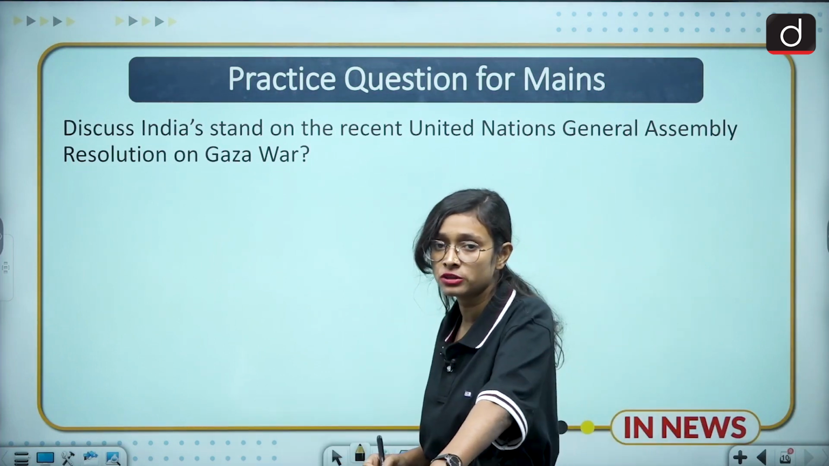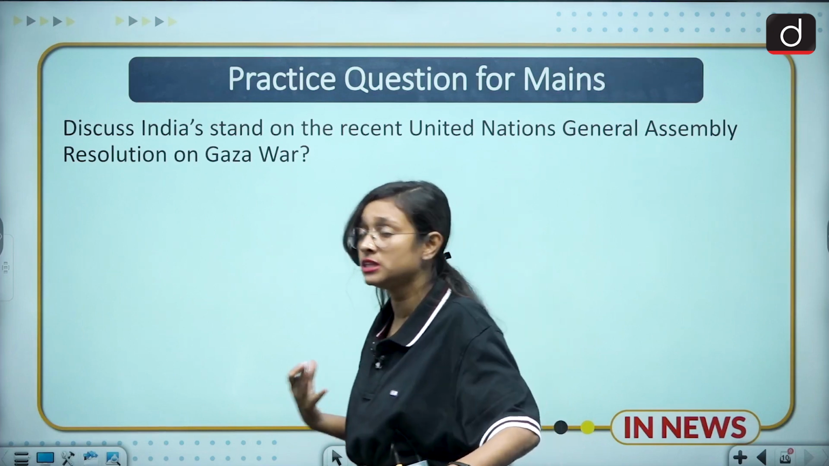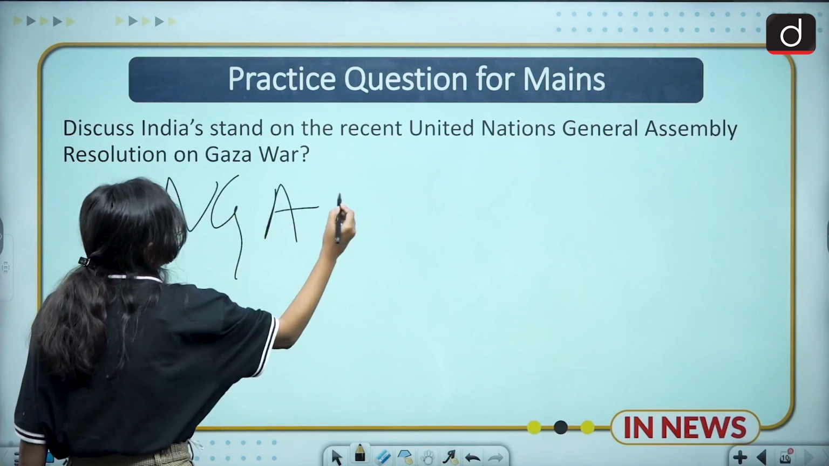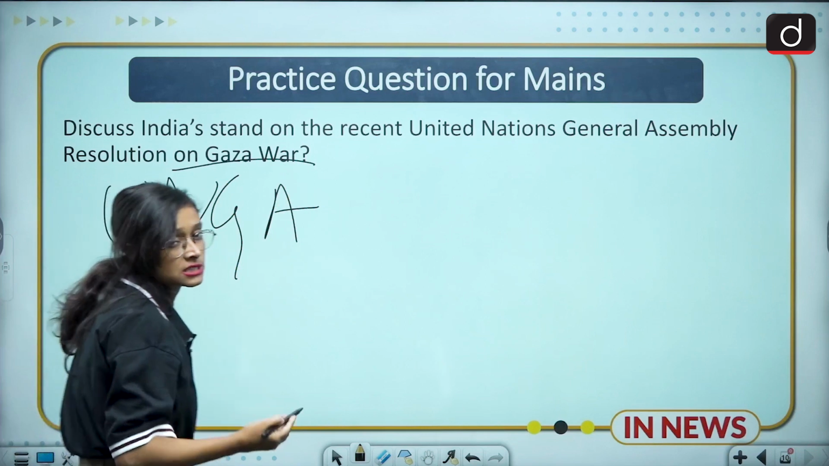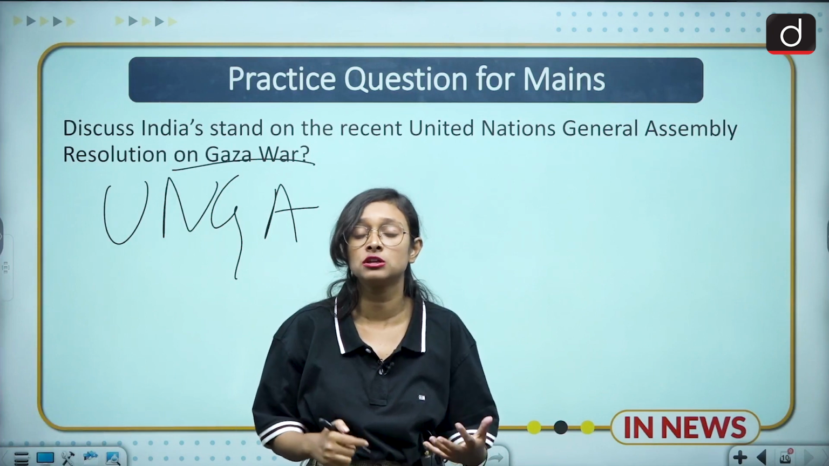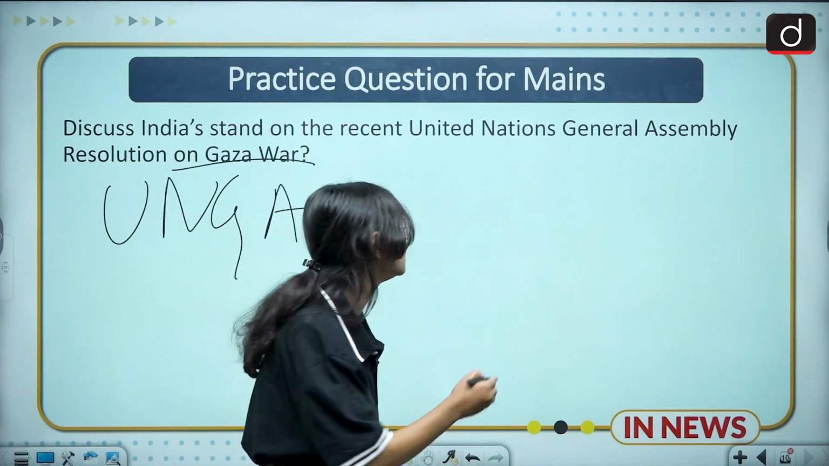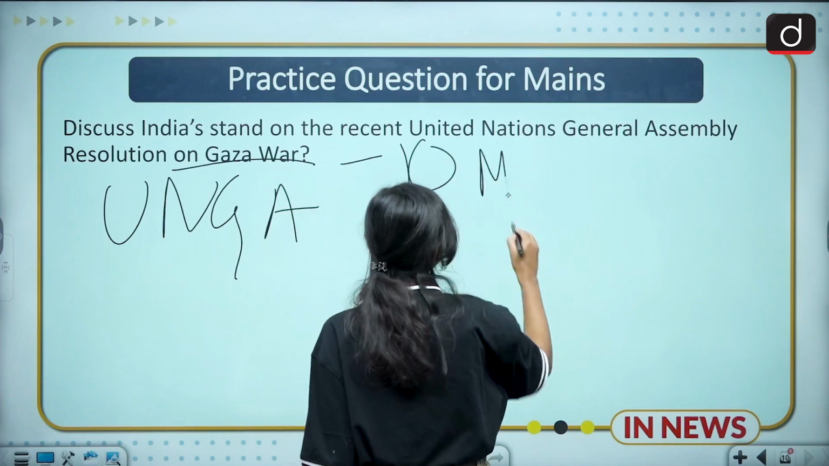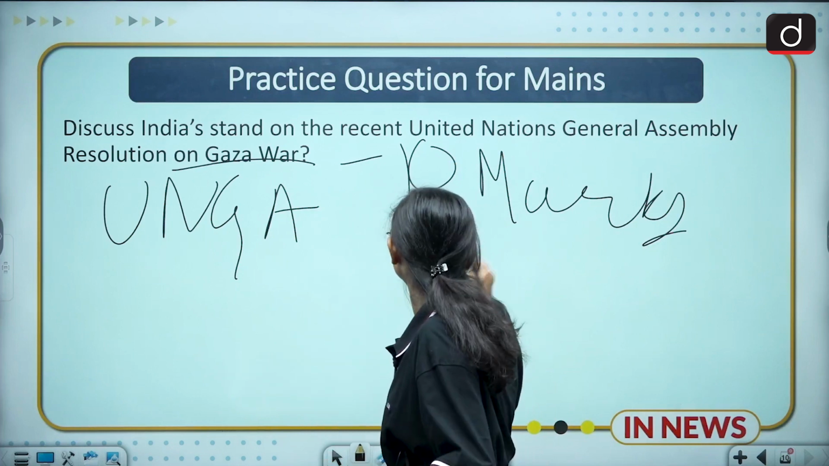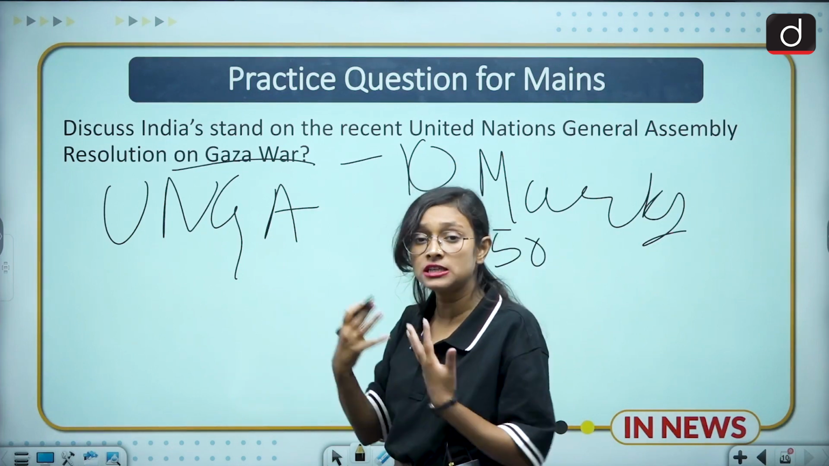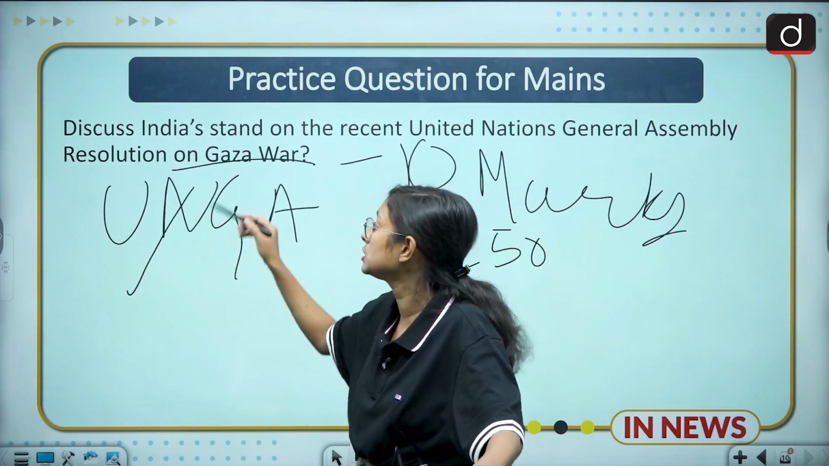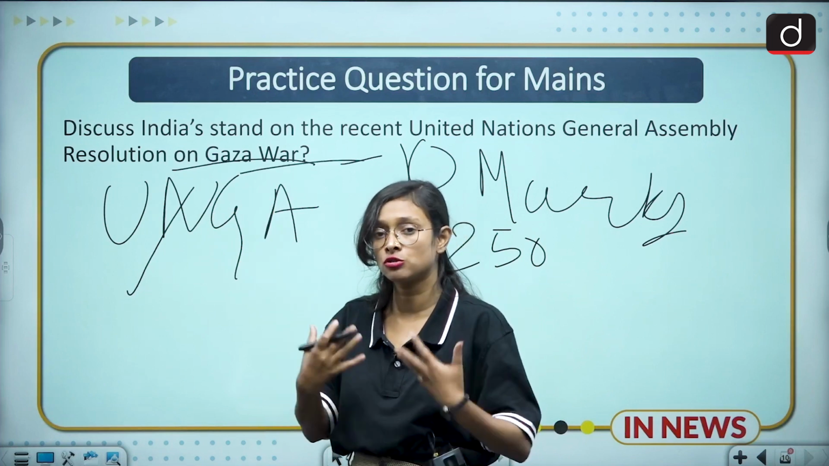First of all, you have to give a brief background of the UNGA resolution. You can also start your answer by giving the background of the Gaza war, when it started and what the issue was. So you can have two kinds of introduction depending on how many marks the question carries. Suppose it is 10 marks or 150 words, you have to shorten your intro part, and if it is 250 or 200 words, then you have to increase the length of your intro. You can start your intro with the UNGA, or you can start with the Gaza war. It is up to you how to start your answer effectively.